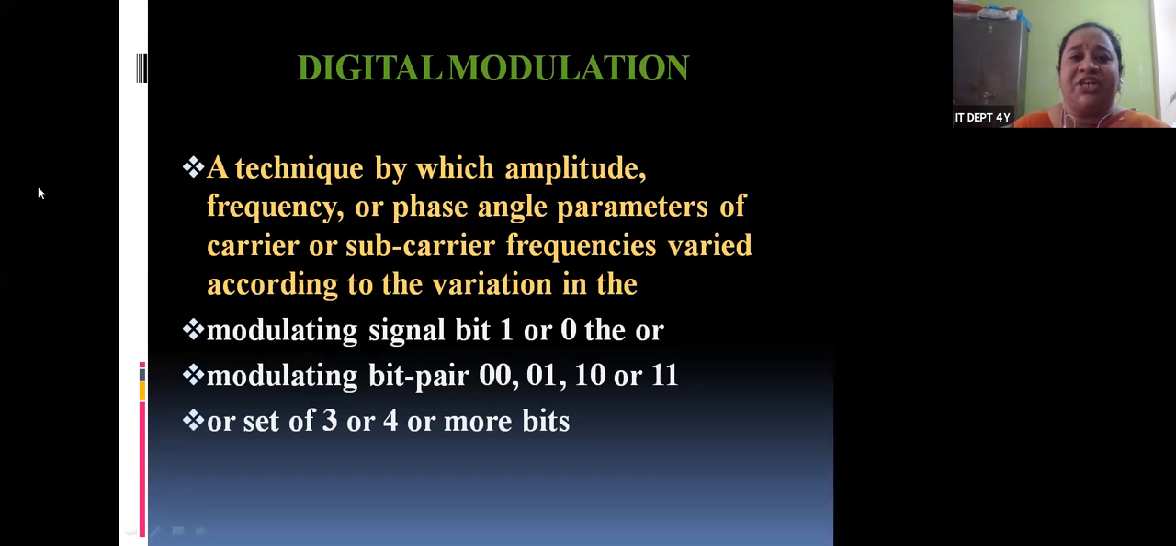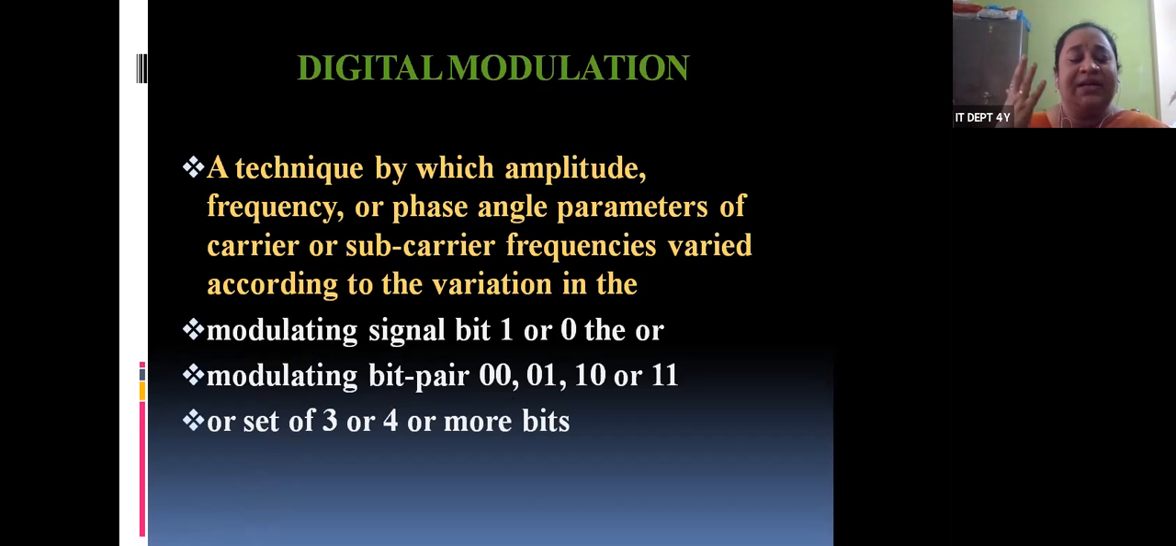A technique by which the amplitude, frequency or phase angle parameters of a carrier or a subcarrier frequency are varied according to a modulating signal bit 1 or 0, a modulating bit pair of 0 0, 0 1, or a set of 3 or 4 or more bits. That is how you represent your modulating signal or message signal, what you are sending from source to destination, in terms of ones and zeros or a combination of two bits, that is 0 0, 0 1, 1 0 or 1 1, or more than 2 bits, that is 3 or 4.